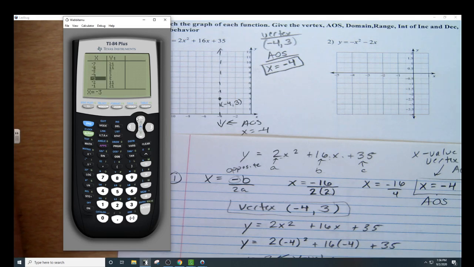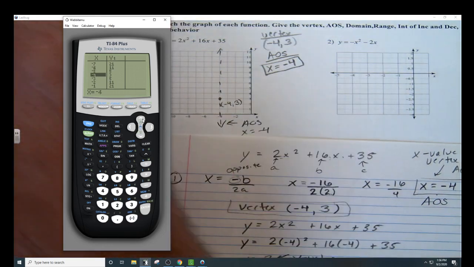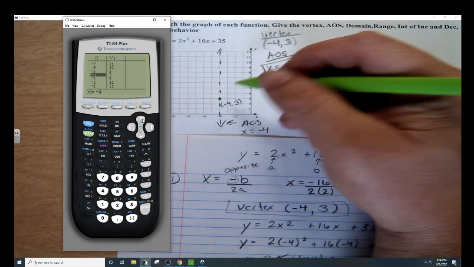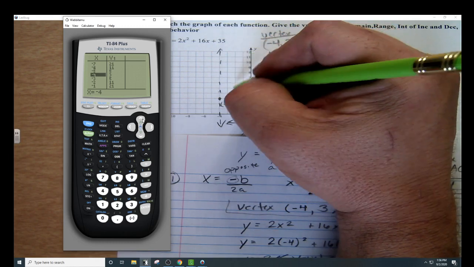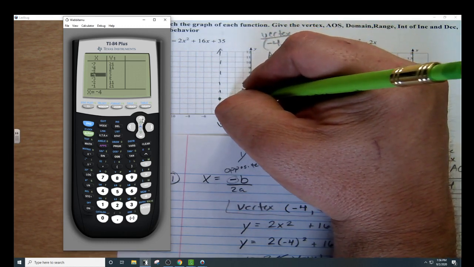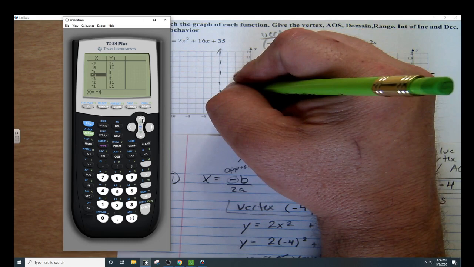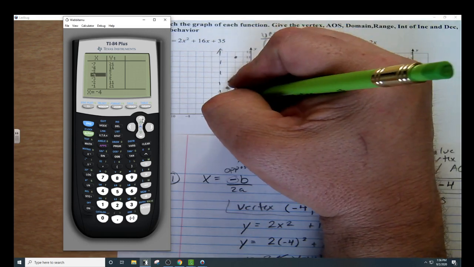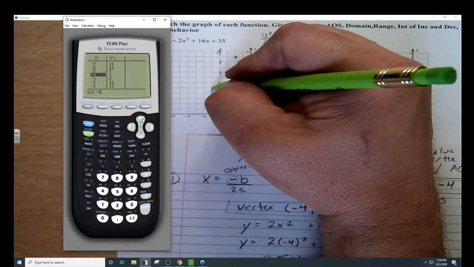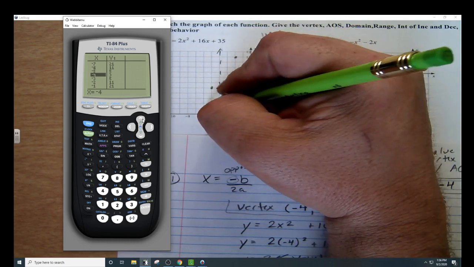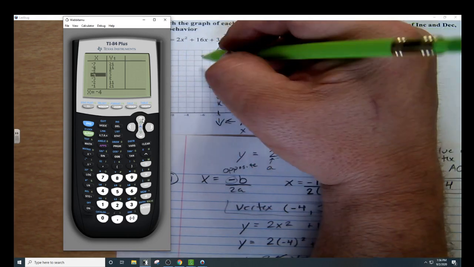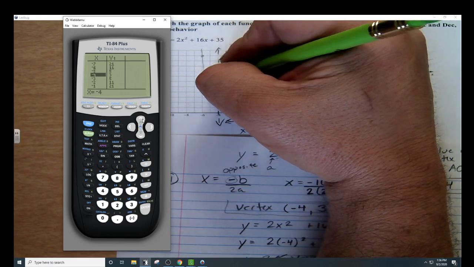All right, -4, 3. Now, guys, we're going to plot some of these numbers. When x is -3, y is 5. When x is -2, it's 11. When x is -5, it's 5. And when x is -6, it's 11. Notice it has symmetry.